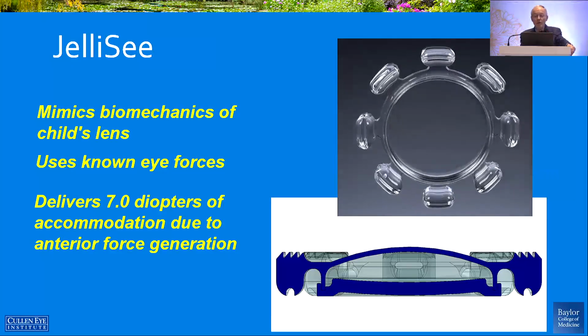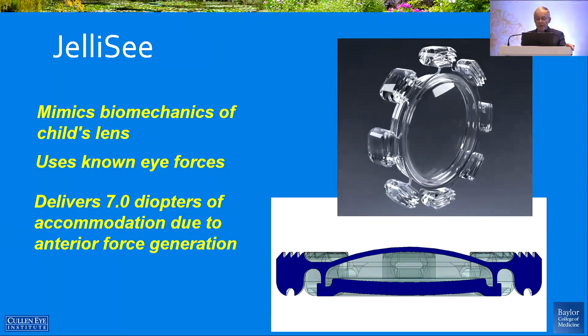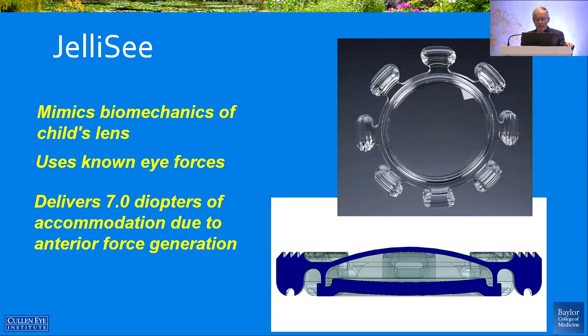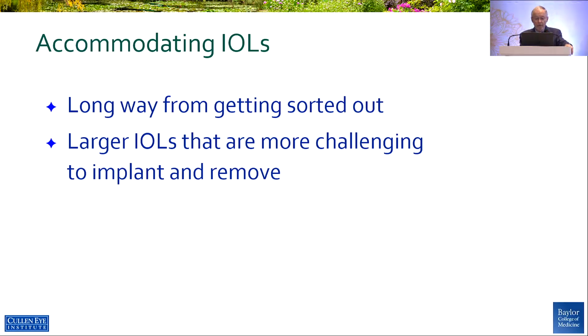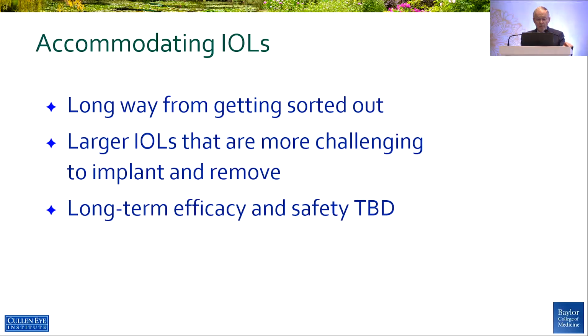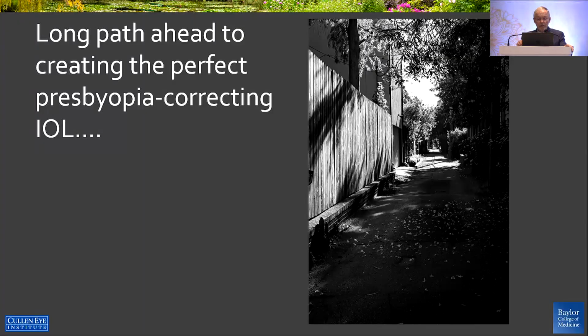These are just 4 examples of accommodating IOLs, and yet none of them have achieved the kind of success we're looking for, but I think we are actually making progress. They're a long way from getting sorted out. They're bulky, they're large lenses to put in, and they're going to be large lenses to remove, and the long-term safety and efficacy, I think, still needs to be worked out. So it's a long path ahead to creating the perfect presbyopia correcting IOL. It's a fun time, though, for us because we have so many good options. And again, thank you for the honor of giving this talk.